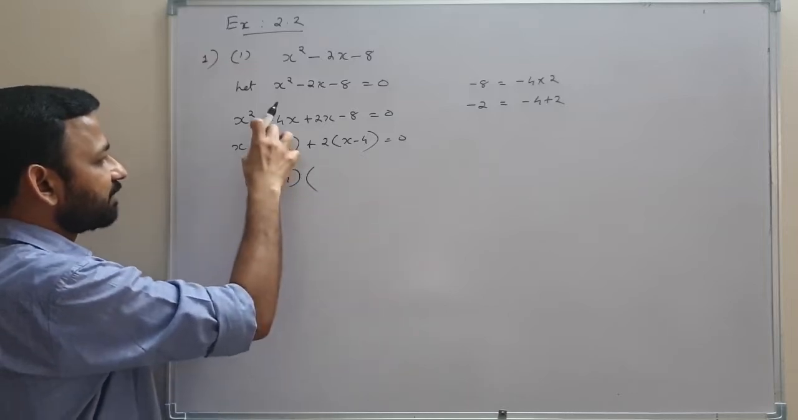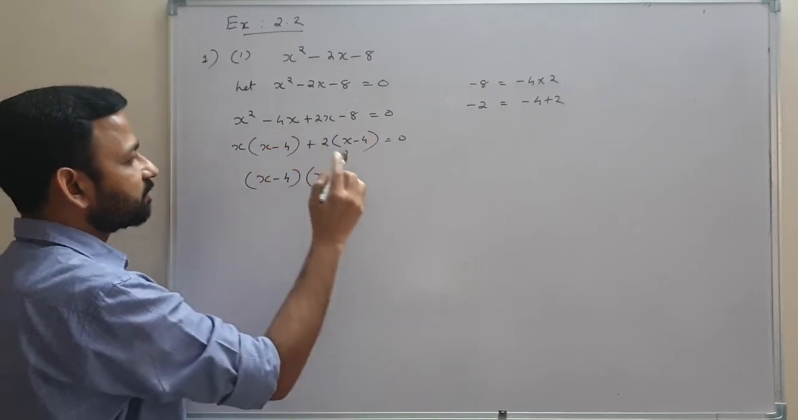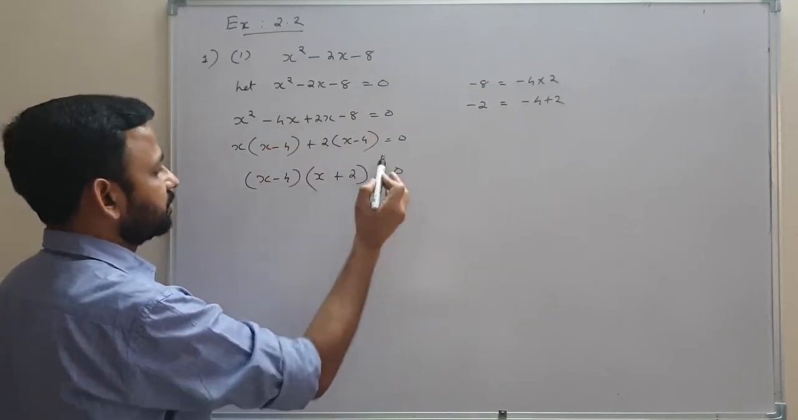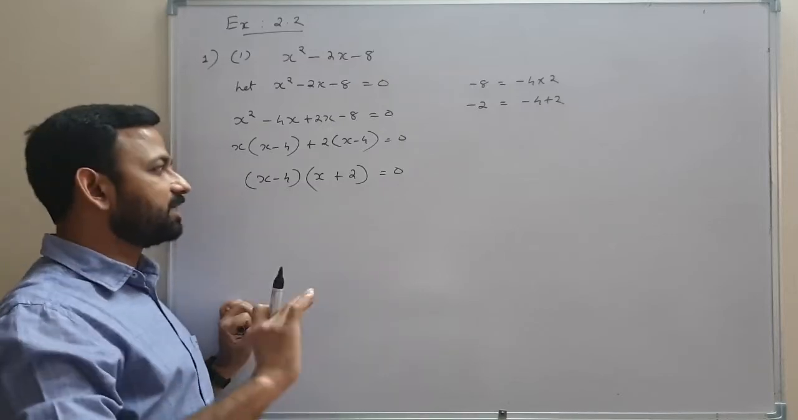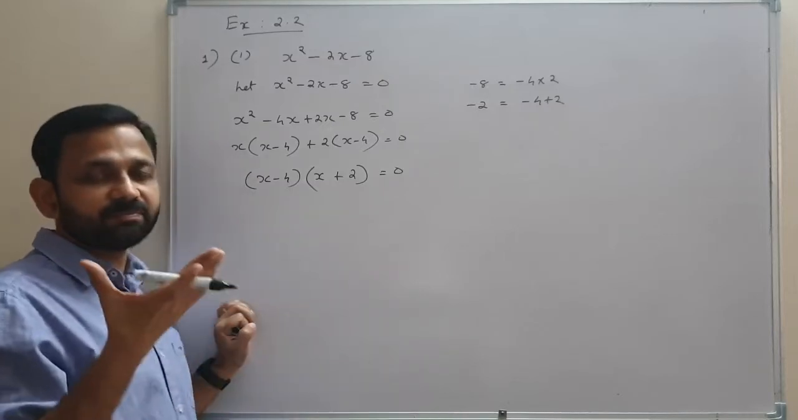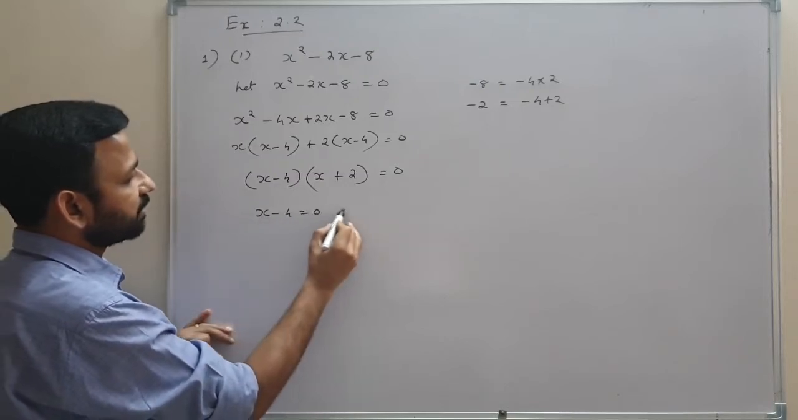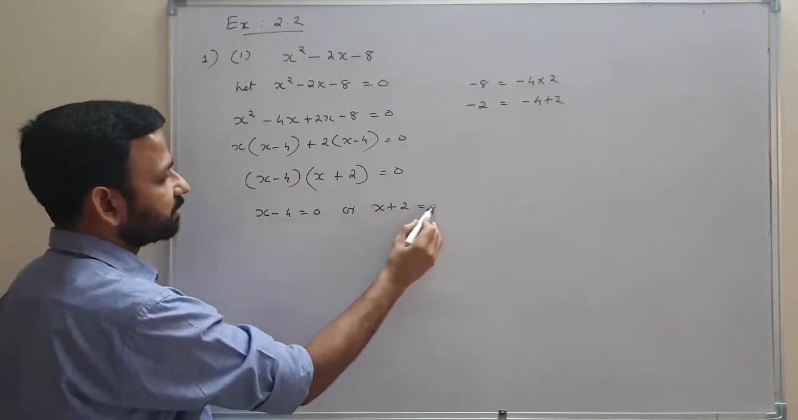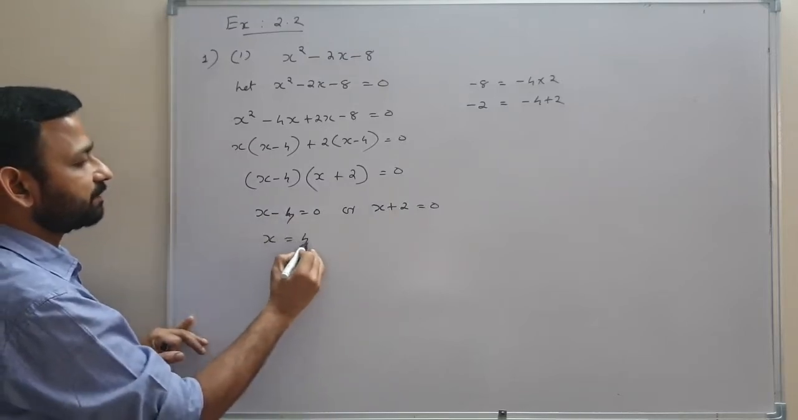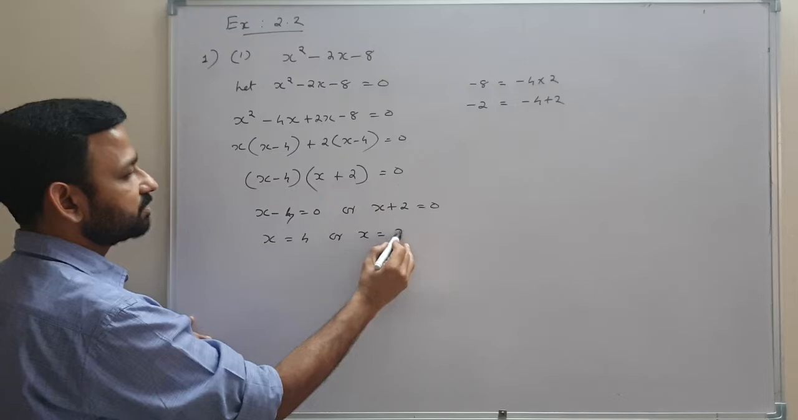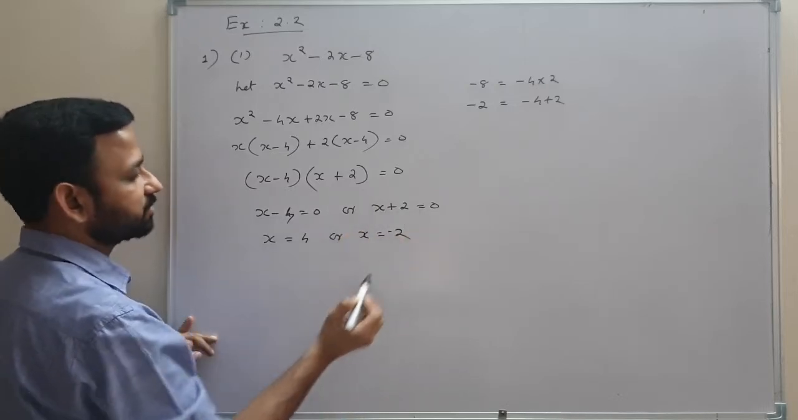Inside the bracket we have taken x minus 4 outside, so x remaining plus x minus 4 outside, 2 equal to 0. That is their product equal to 0. That means at least one of them should be 0, otherwise the product cannot be 0. So x minus 4 equal to 0 or x plus 2 equal to 0. If x minus 4 equal to 0, x is equal to 4 or x is equal to minus 2. Sorry, when we take 2 from left to right, it becomes minus 2.